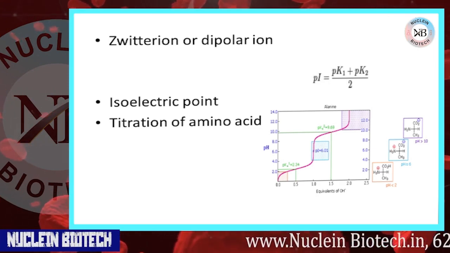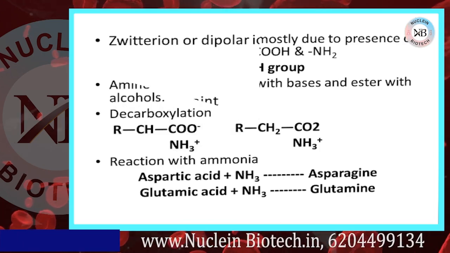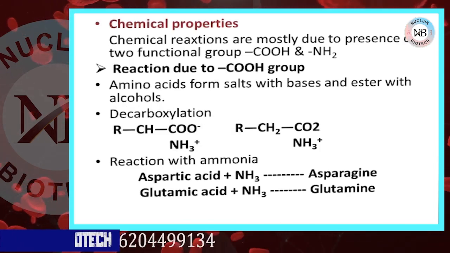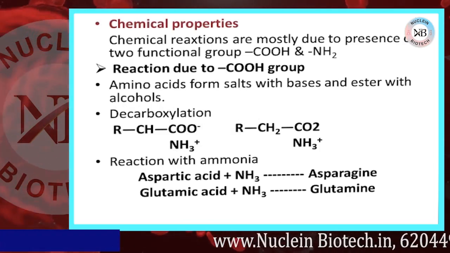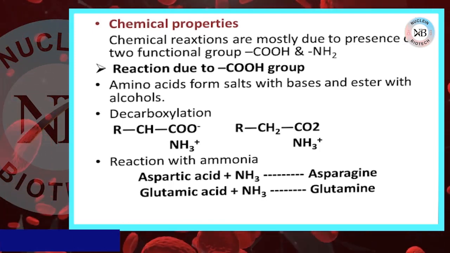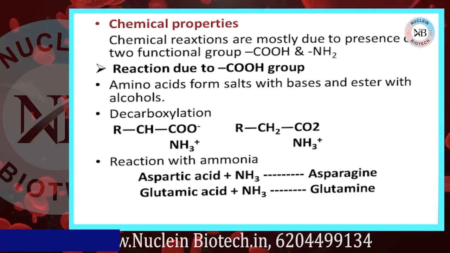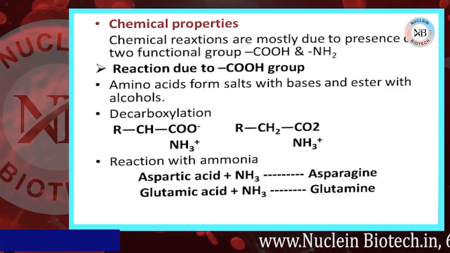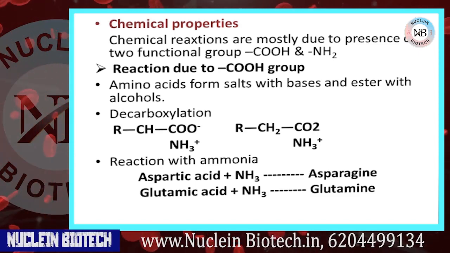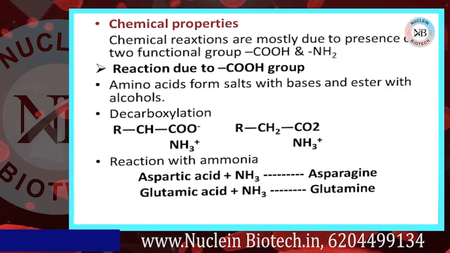Now after physical properties, we are going to discuss chemical properties. General reactions of amino acids are mostly due to presence of two functional groups, COOH and NH2. Now first is reaction due to COOH group. In this, first is formation of salt. Amino acid forms salt with base and ester with alcohol.